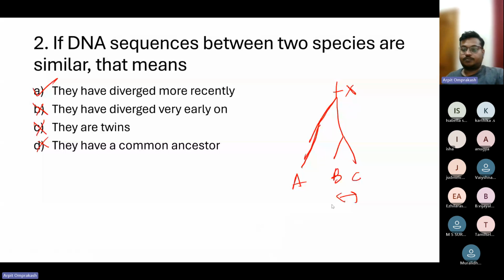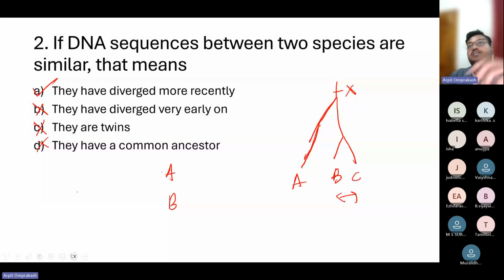Okay, so the thing is, option D is not right in the sense that, for example, we can have two organisms, A and B, which have similar kind of DNA, but they might have evolved differently or they might have come about from different branches of the evolutionary tree.